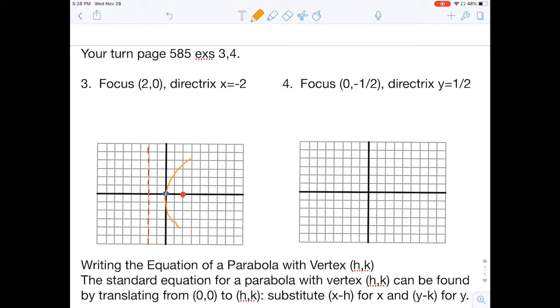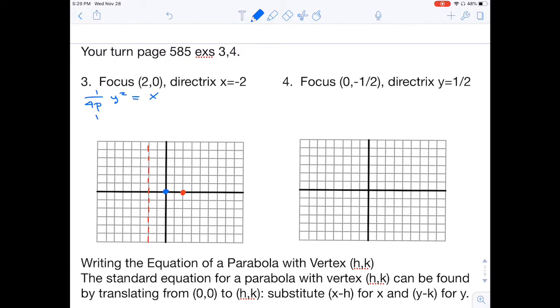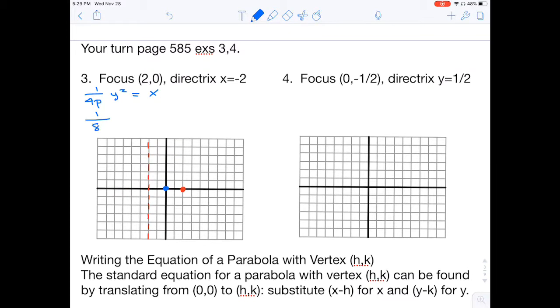So now that I know it's horizontal, I can choose the appropriate equation. So let's go and do that. So a horizontal one is of the form 1 over 4p y squared equals x. And now I'm going to figure out my directed distance from the vertex to the focus, which is +2. So it's going to be 1 over 4 times +2, which is 1/8. And that equals x.